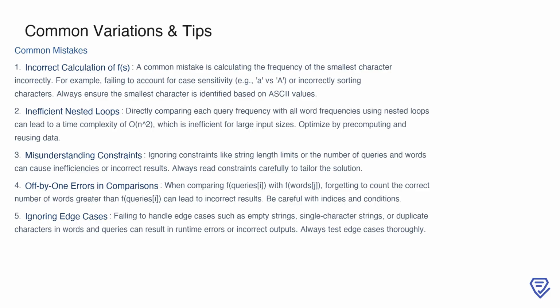Misunderstanding the constraints is another pitfall. Constraints like the maximum string length or the number of queries and words are there to guide you in crafting the most efficient solution. Overlooking these can lead to inefficiencies or incorrect results. Off-by-one errors in comparisons are also common, such as failing to correctly count the number of words with frequencies greater than f(queries[i]). Always double-check your indices and conditions in these comparisons.